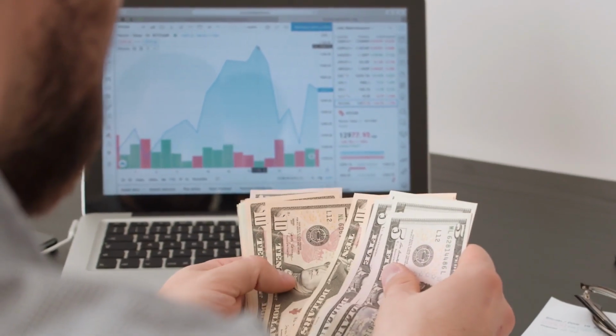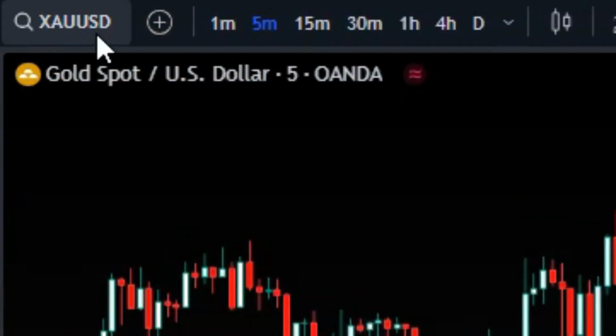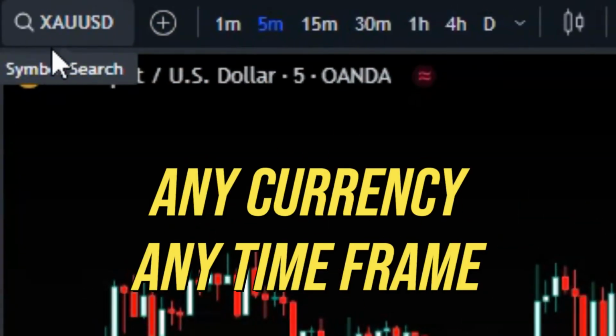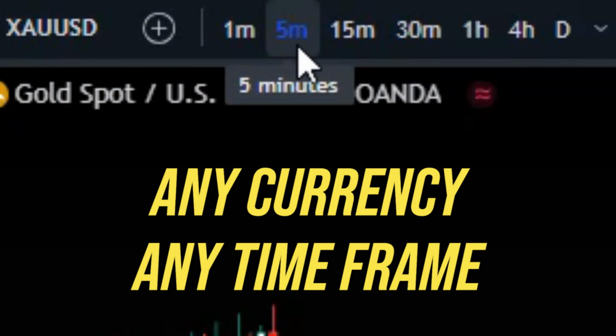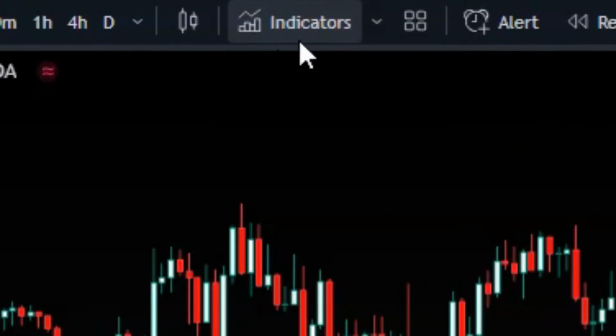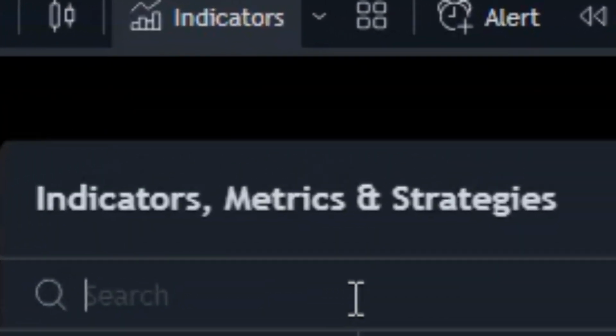Alright traders, listen up. I've got a simple strategy that will put wins in your pocket on a consistent basis. You can trade any currency pair or time frame you want with this strategy. First, go to TradingView and add the Super Bollinger Trend Indicator to any currency pair and time frame you choose.